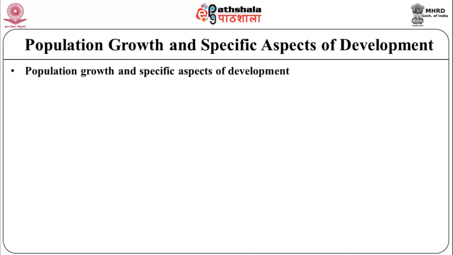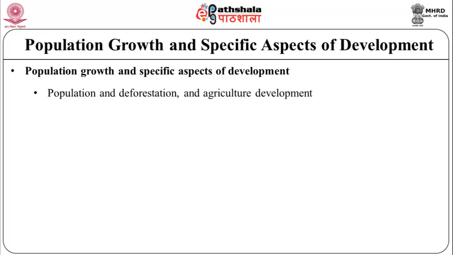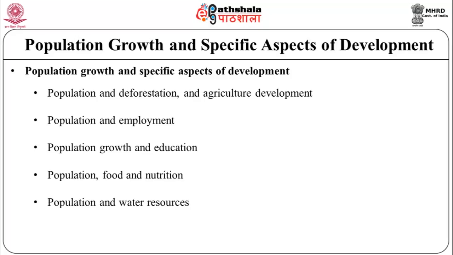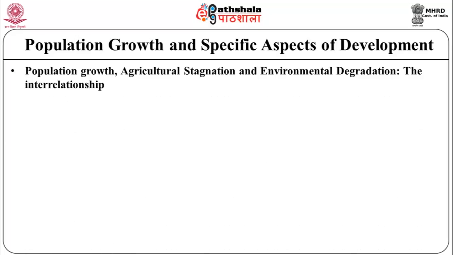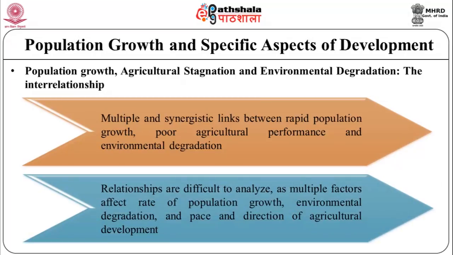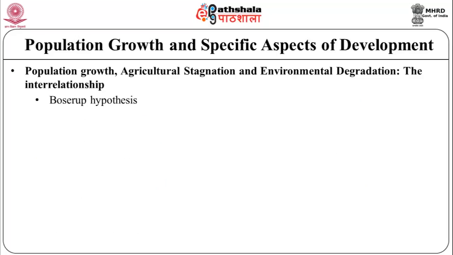Now let us look at population growth and specific aspects of development. Population and deforestation and agricultural development, population and employment, population growth and education, population, food and nutrition, population and water resources, population and urbanization. Population growth, agricultural stagnation, and environmental degradation. Here, the interrelationship shows multiple and synergistic links between rapid population growth, poor agricultural performance, and environmental degradation. Relationships are difficult to analyze as multiple factors affect the rate of population growth, environmental degradation, and the pace and direction of agricultural development.